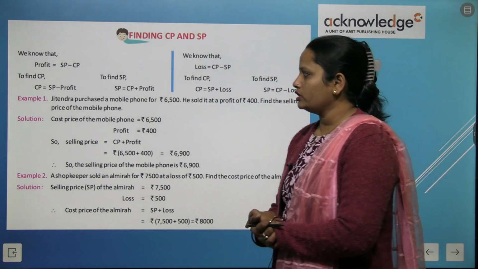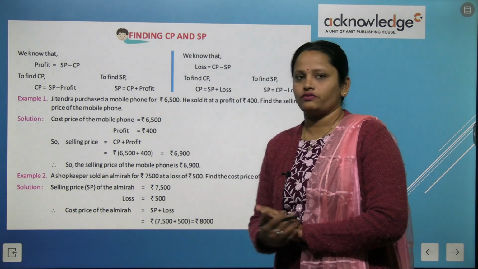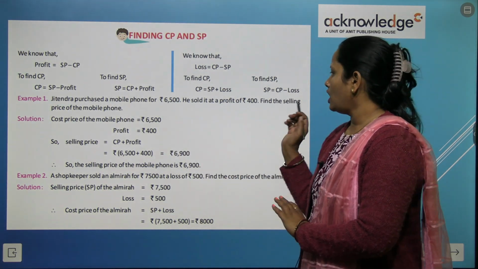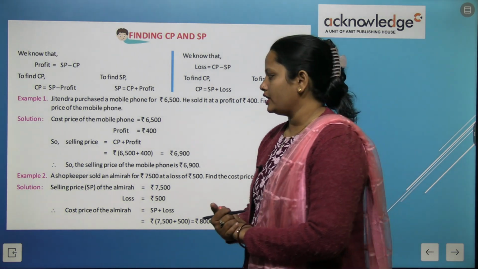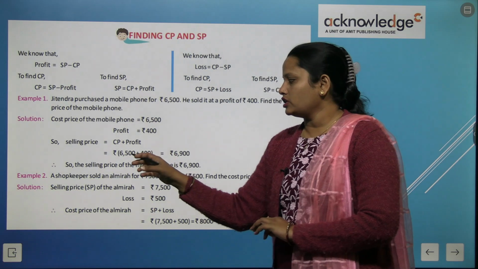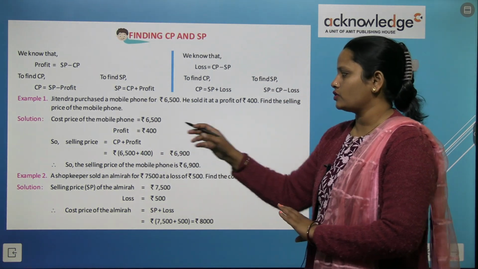So what we have to do here? First, write down the cost price of the mobile is 6,500. Now, what was the profit? 400 rupees. Now, for finding the selling price, what we have to do? Selling price is equal to cost price plus profit. So here the cost price was 6,500 plus 400, which was a profit.